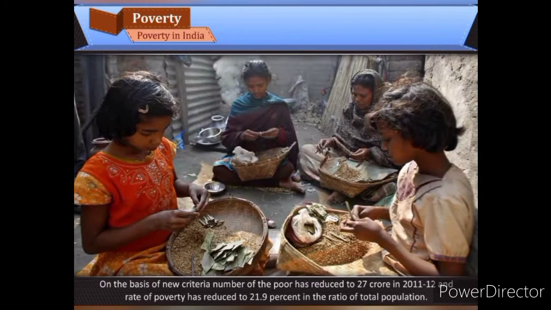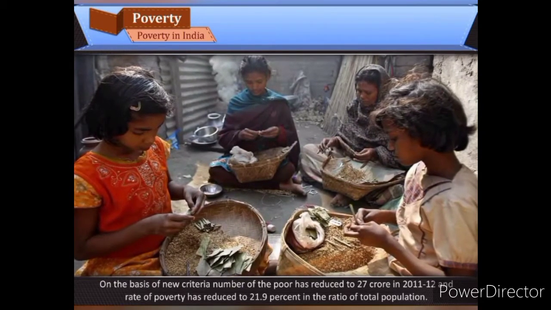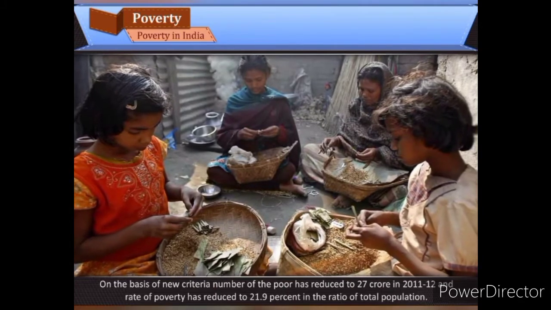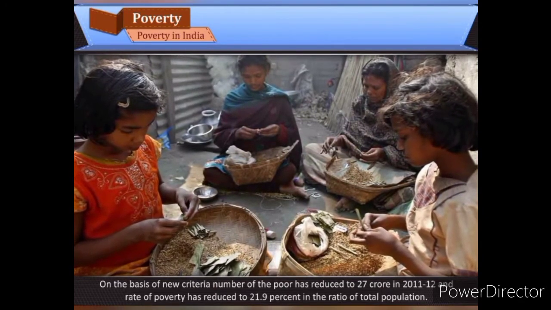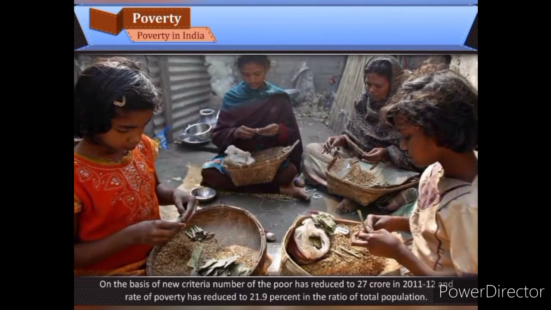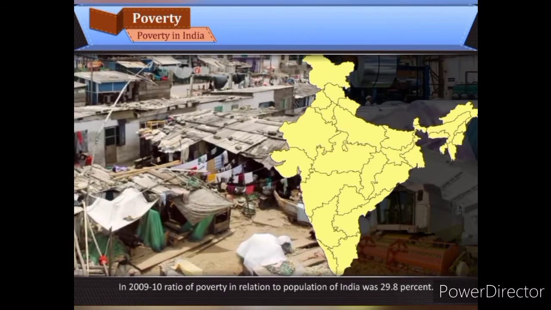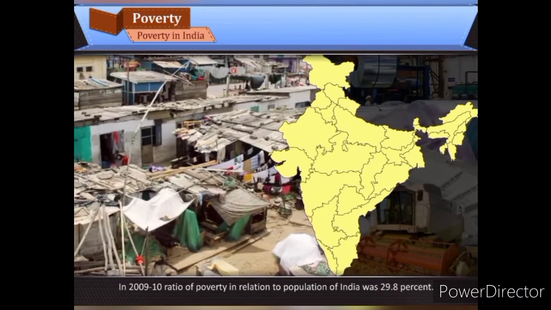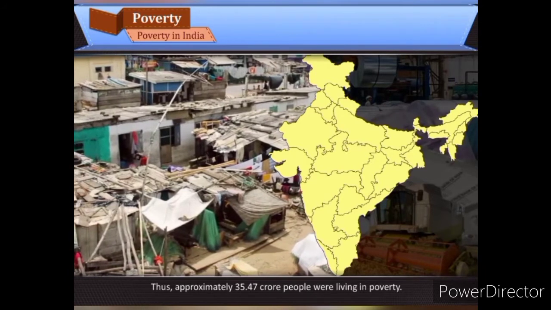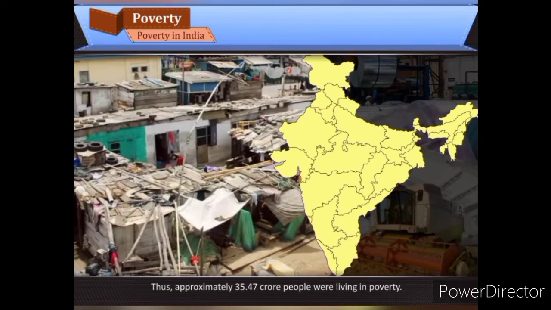On the basis of new criteria, number of the poor has reduced to 27 crore in 2011-12 and rate of poverty has reduced to 21.9% in the ratio of total population. In 2009-10, ratio of poverty in relation to population of India was 29.8%. Thus, approximately 35.47 crore people were living in poverty.